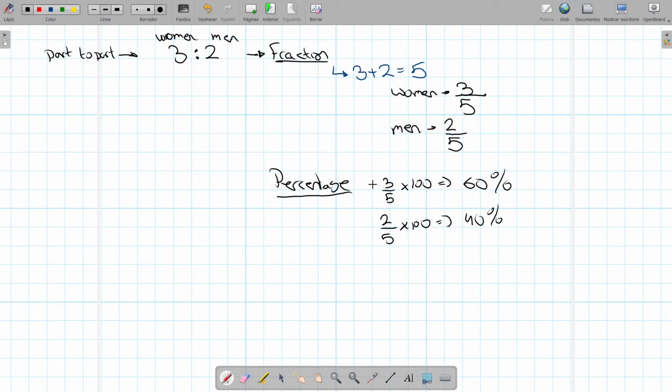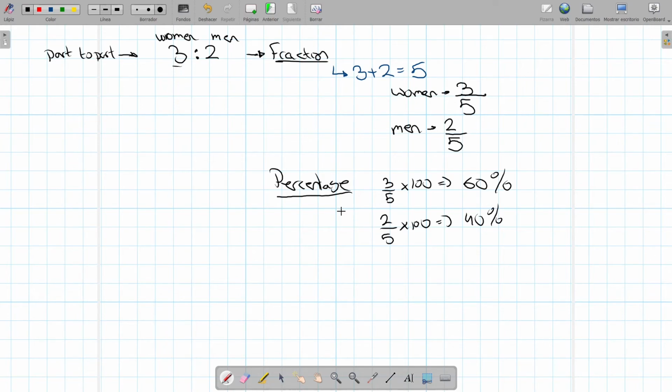Okay, it's very easy. Remember, from ratio to fraction, add up the parts so that we get the whole, and then each part we can divide it by the whole to convert to see the fraction. In order to obtain the percentage, obtain the fraction and then divide the fraction and then multiply it by 100.